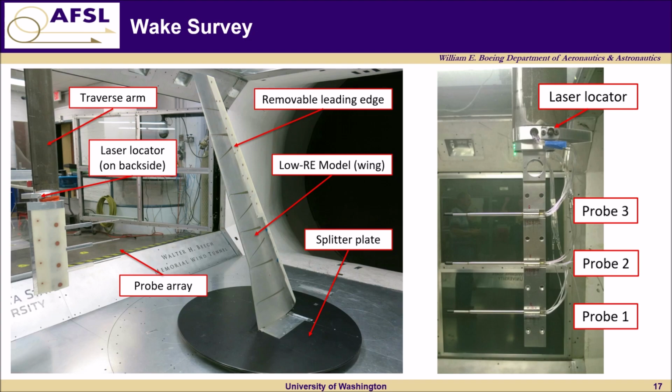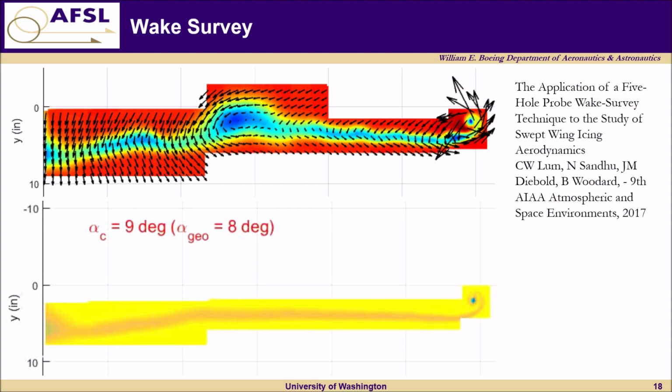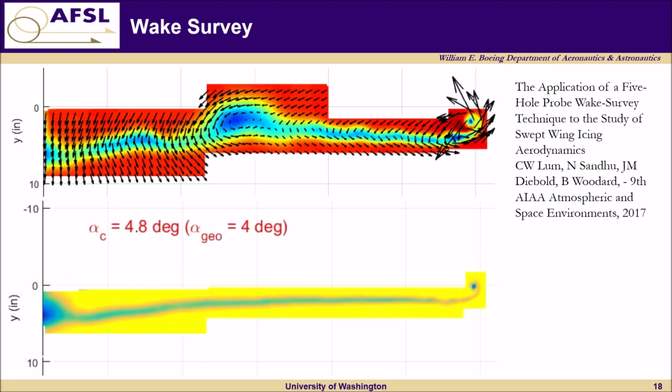So what we did is we swept this array behind the model to try to map the entire wake of the model, and then we would do this at a certain angle of attack, change the angle of attack of the wing, do it again. This allowed us to look at how the wake changes as a function of angle of attack, as you can see in this bottom movie.